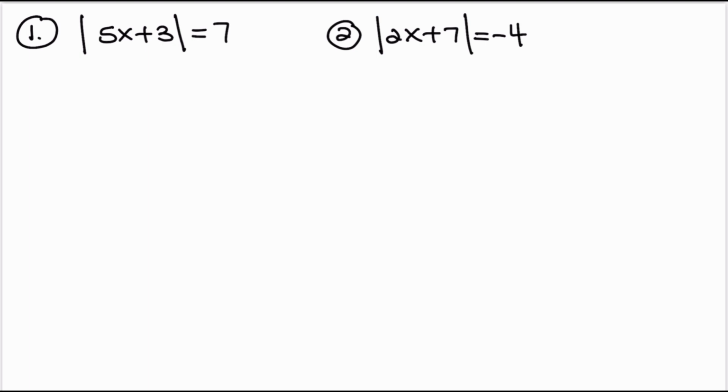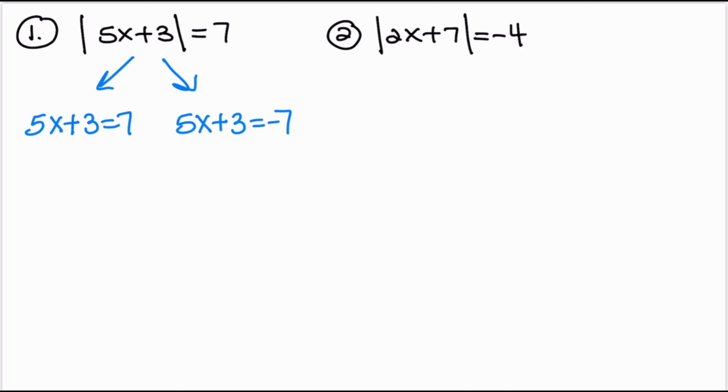In number 1, it says the absolute value of 5x plus 3 equals 7. In terms of steps, you always want to make sure that the first step is to isolate the absolute value. In this case, it is isolated. So I can go ahead now and break this down into 2 problems. I will write 5x plus 3 equals 7, and 5x plus 3 is equal to -7.